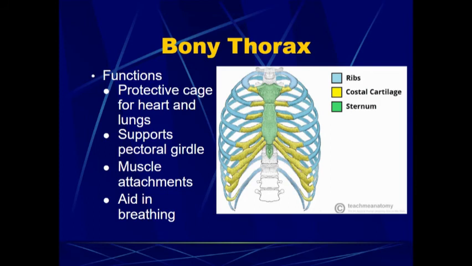However, the thorax needs to have flexibility to it because of breathing. And because of that, there are openings in the thorax, and then there's also cartilage that attaches things together to allow your rib cage to expand when you're breathing in, and then to go back to its resting position when you breathe out.